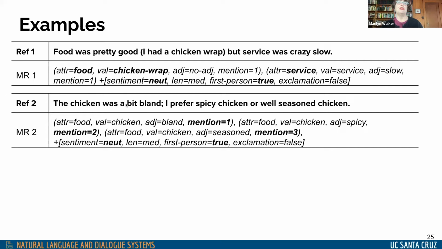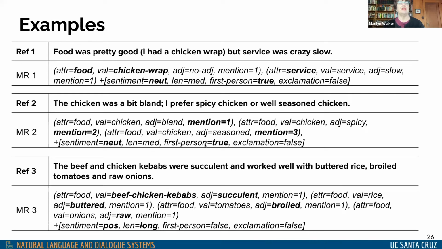This example shows how the mention comes in. These mention attributes help to associate the right adjective with the right food type. So here chicken is mentioned 3 different times: bland chicken, spicy chicken, well-seasoned chicken. And by keeping track of these mentions, mention 1, mention 2, and mention 3, we can distinguish between these 3 noun phrases that are mentioned. Again, here central sentiment is neutral, length is medium. In this case, there is a first person and there's no exclamation.